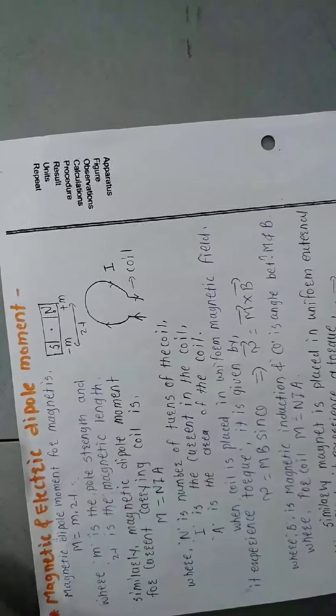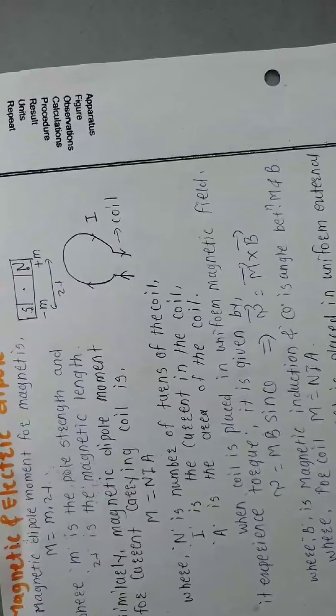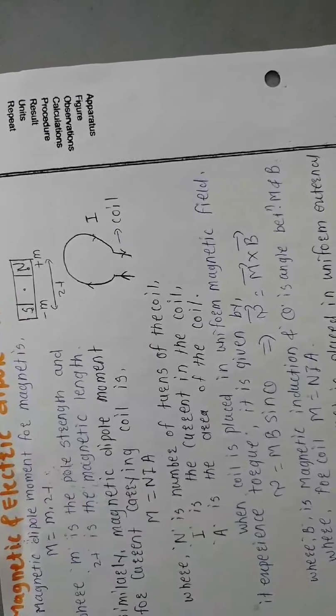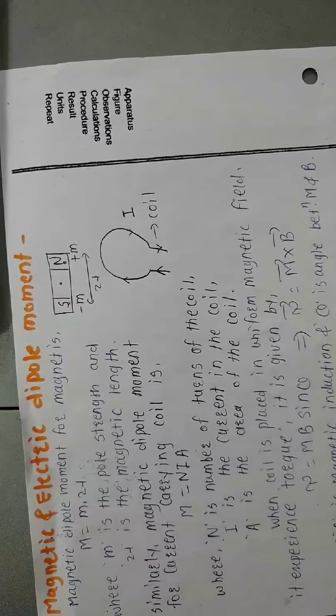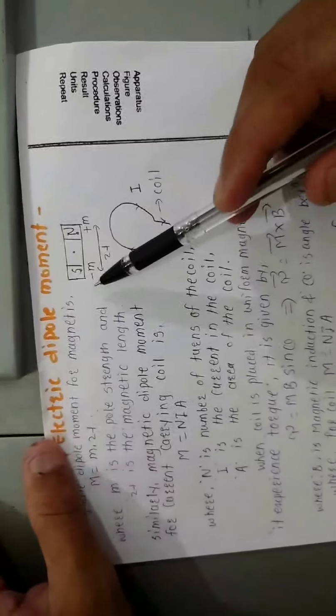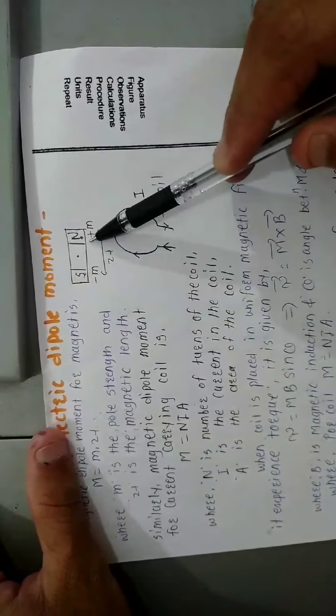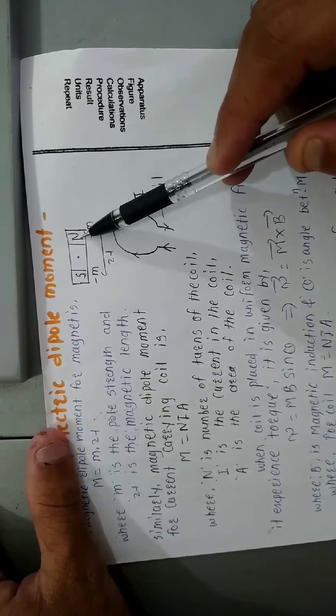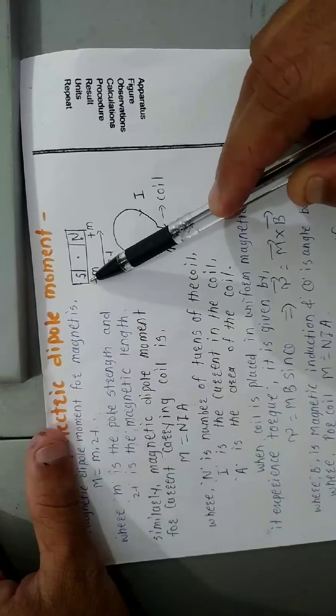So this is one important topic. After that we have one more topic: magnetic dipole moment and electric dipole moment. What is magnetic dipole moment? I have considered one magnet. A magnet has two different poles: one is the north pole, the second is the south pole.